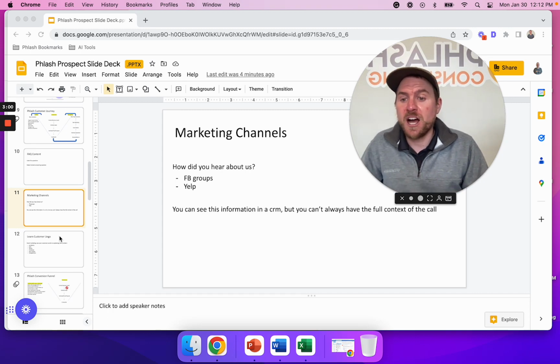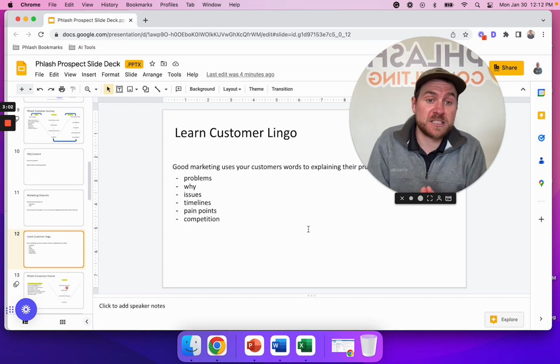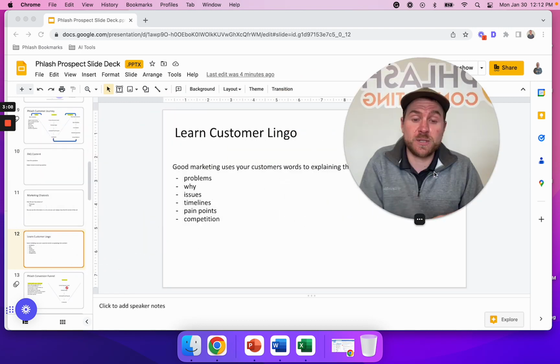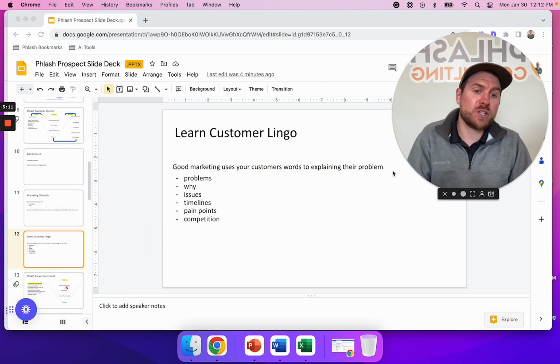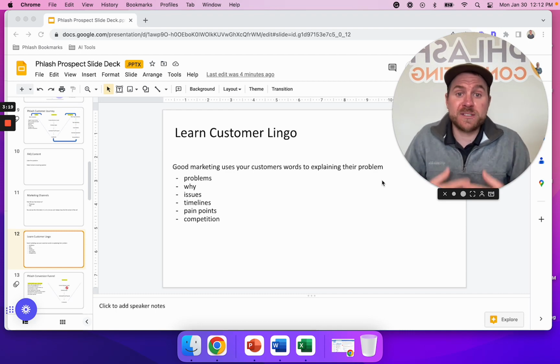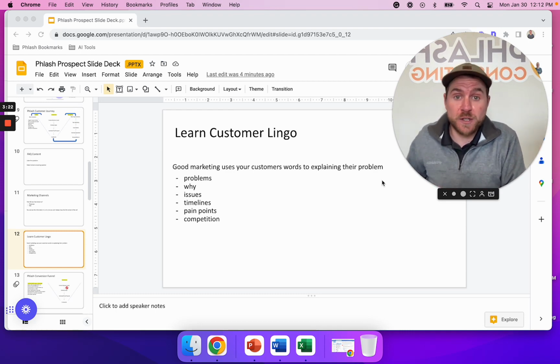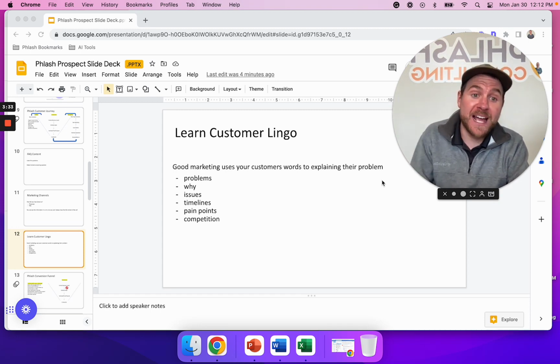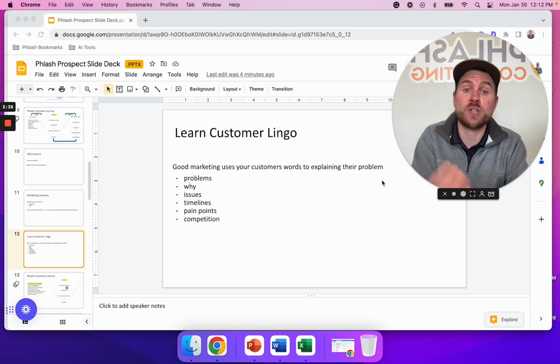All right, and then the third way is learning your customer lingo. This is so important because good marketing uses your customer's words to explain the problem. If you don't know what your customer is saying and how they're saying it, it's really hard to resonate with them when you talk about their problem. A perfect example: I own Flash Consulting. I literally used to be the sales director at a local service business, so I know the lingo. I know CSRs. I know job costing. I know all the lingo that goes into running a local service business, which allows me to tell the customer, hey, I get it. I was in your shoes. I know exactly what you're facing. And let me explain the solution that we offer to help solve this problem.